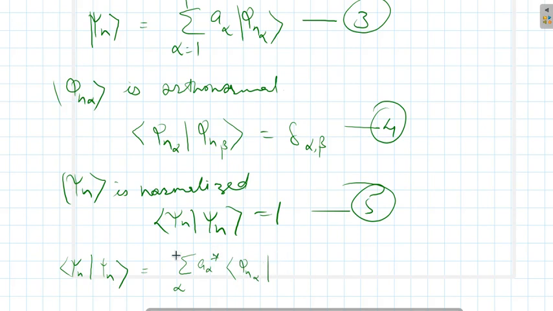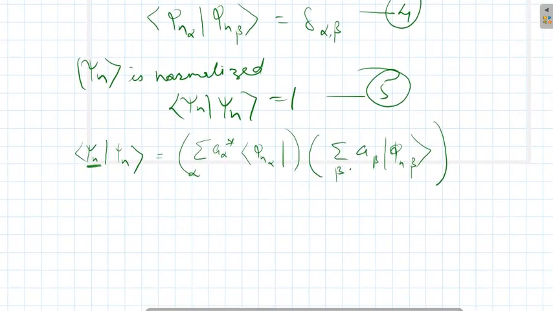Right? This is the value of this bra vector, and let me write down the other bra vector in terms of, say, beta. So it is the summation over beta, A beta, phi n beta, right? So it can be represented like this. So let me simplify this equation.